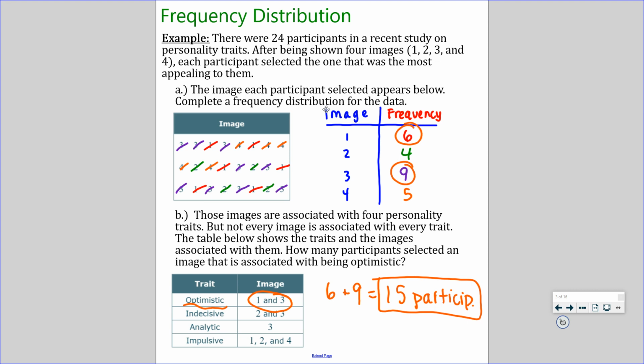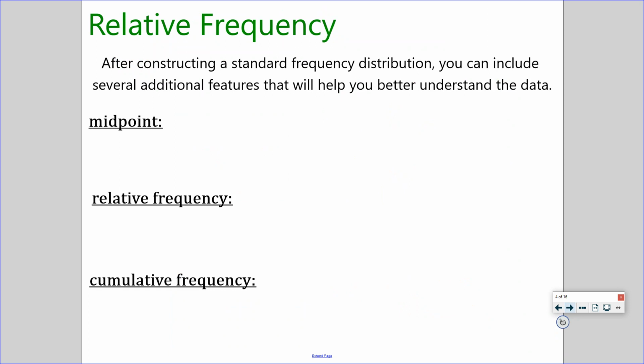All right, here's where the math comes in. After constructing a standard frequency distribution, you can include several additional features that will help you better understand the data. This one's our most common, the relative frequency one. Midpoint comes up a lot. So the midpoint, similar to what you do in math, is you're basically just going to average or find the middle of the lower and upper limit of each class.